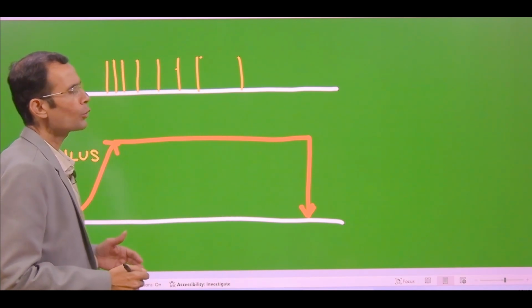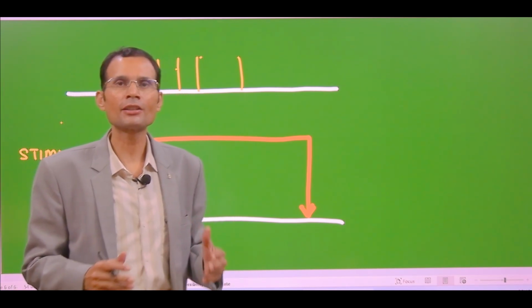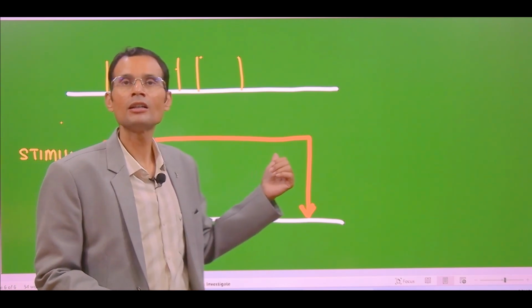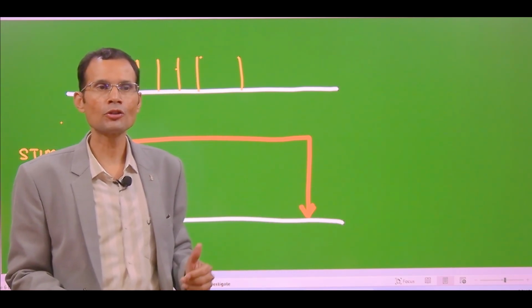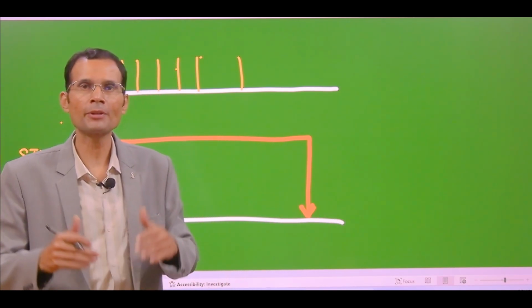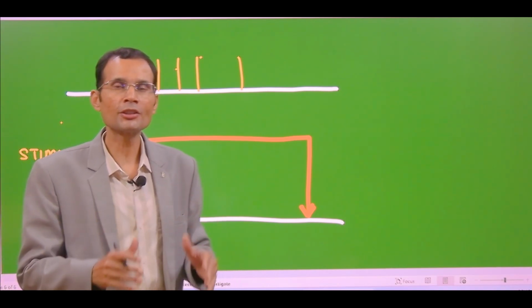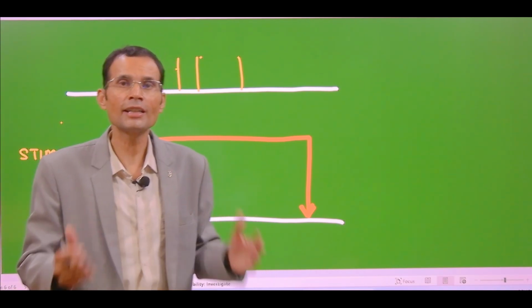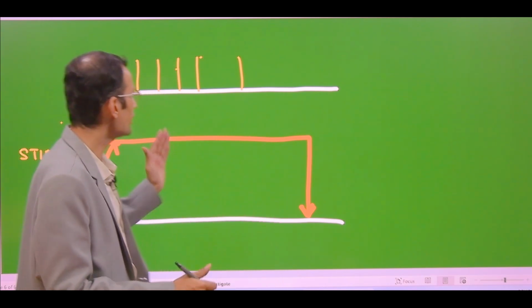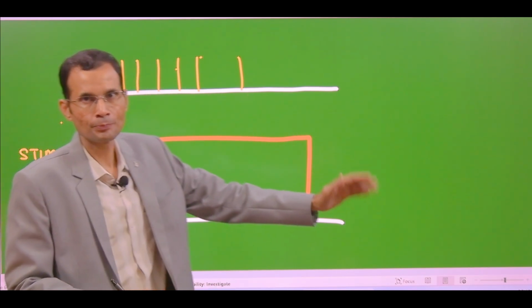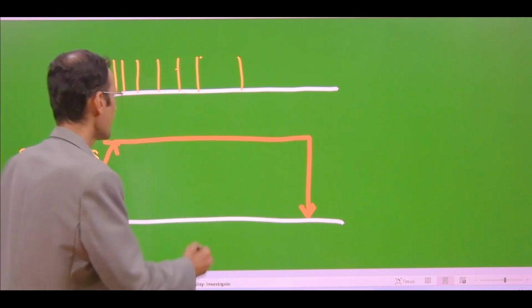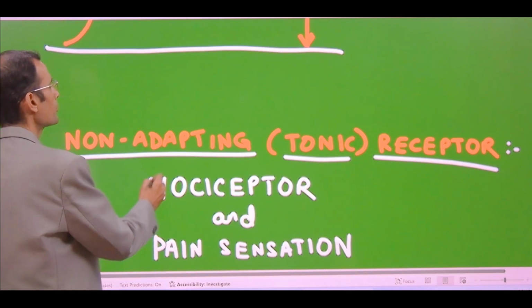So location of touch is detected best by such receptors, because you don't want the receptor to adapt rapidly. You want the location of the touch to be clearly identified, and therefore it does adapt, but it adapts slowly. So pressure receptors also adapt slowly.